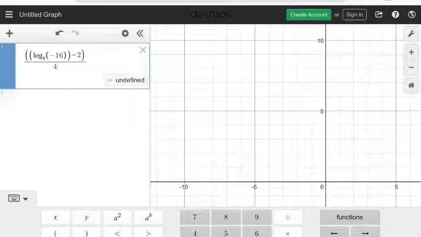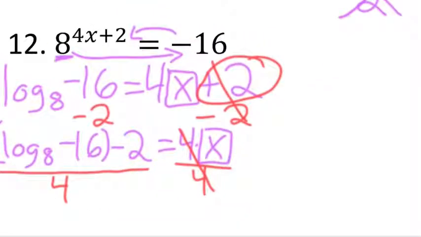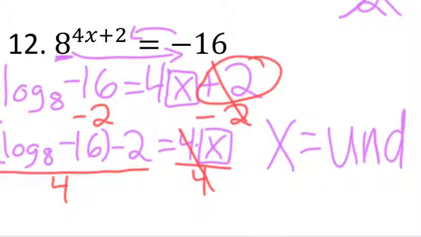Now, I don't think we went over an example in class, but because I know that we solved number 12 correctly, we are simply going to put our answer as undefined. So for 12, we would put x equals undefined, or UND.